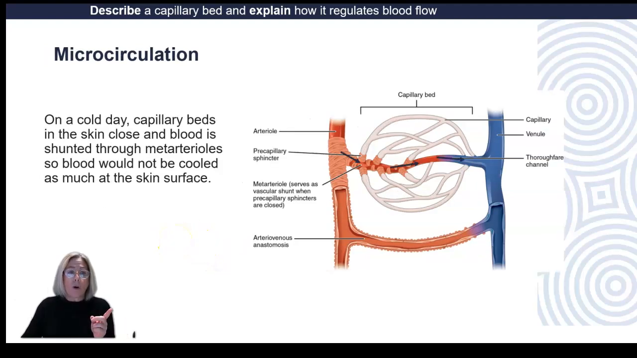However, on a cold day, you can see very clearly that the capillary beds in the skin are not open at all, right? And you can see that the blood flow here is kind of shunted through these meta-arterioles. You can see that thoroughfare channel forming and connecting the arterial side to the venule on the venous side. And that's because blood doesn't need to be cooled as much near the skin surface.